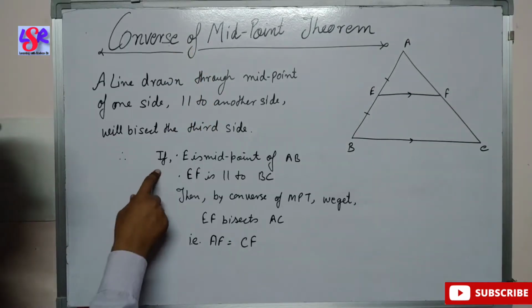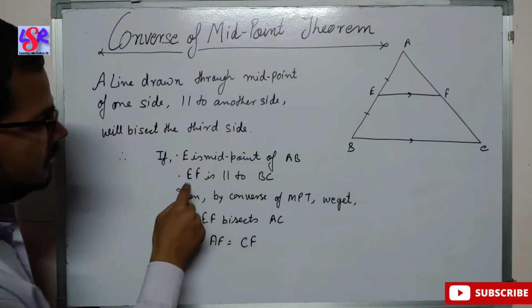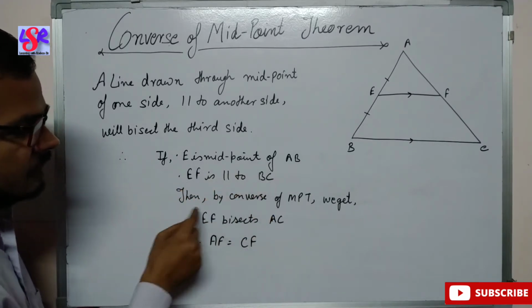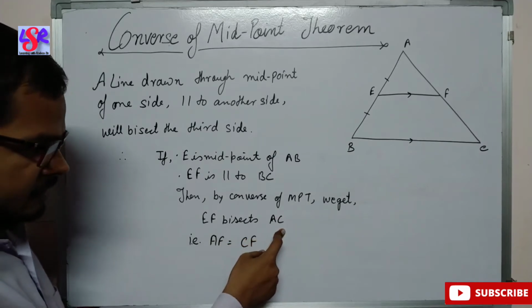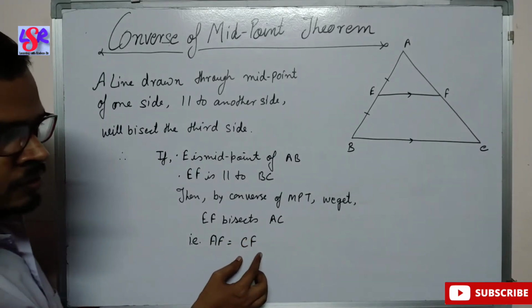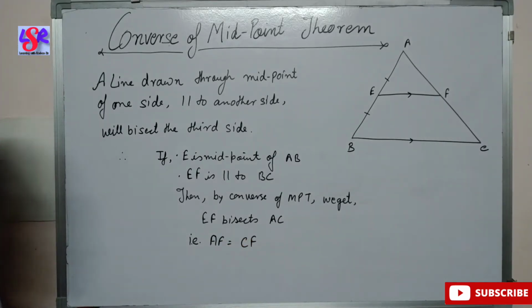Therefore, if E is a midpoint of AB and EF is parallel to BC, then by the converse of the midpoint theorem, we get EF bisects AC. That is, AF is equal to CF. Now we are going to do the proof of this.